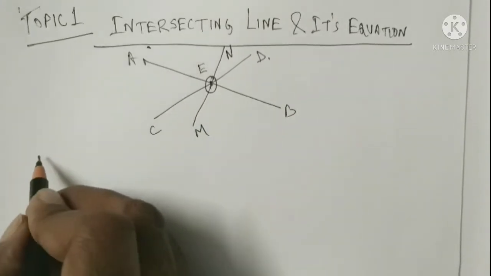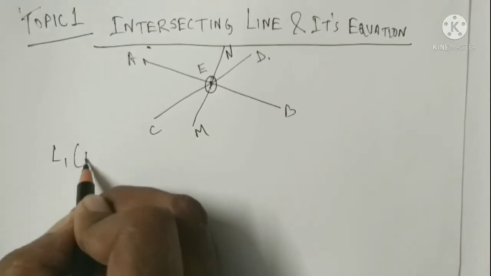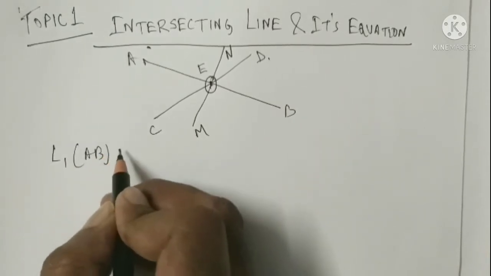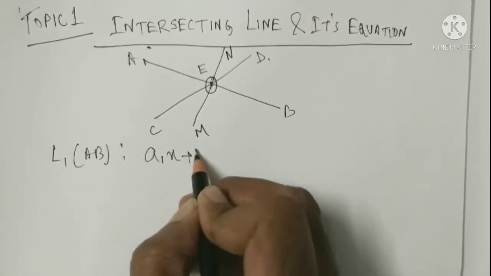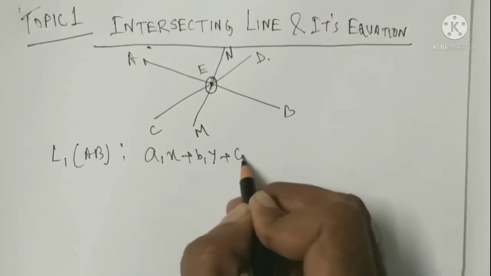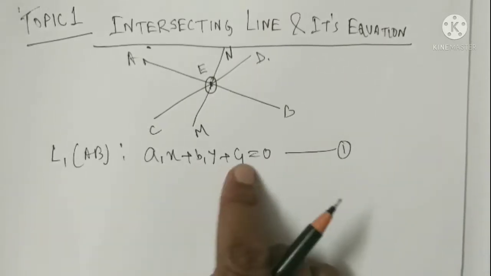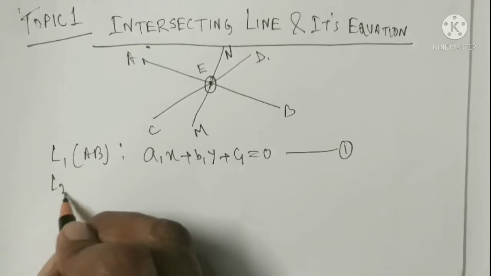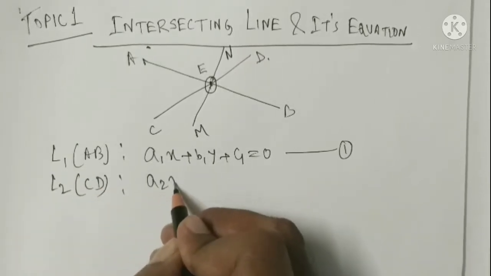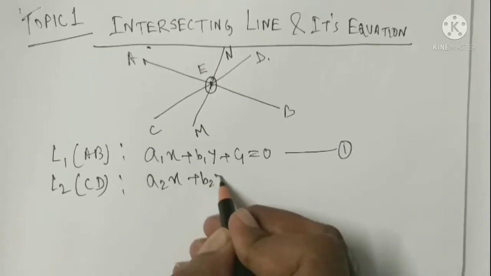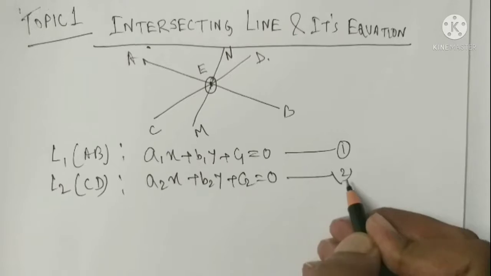Now let us suppose line 1, that is AB, line 1 has the equation a1x plus b1y plus c1 equals to 0. This is number 1 equation. This is general form. Line 2, that is CD, a2x plus b2y plus c2 equal to 0, that is second equation.